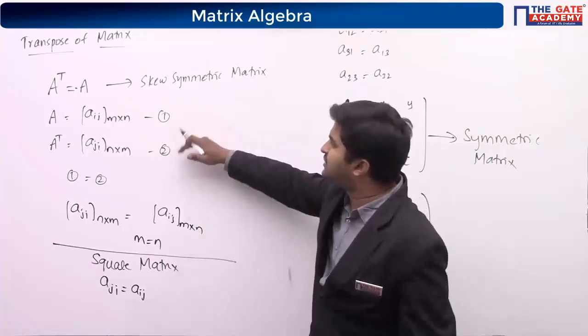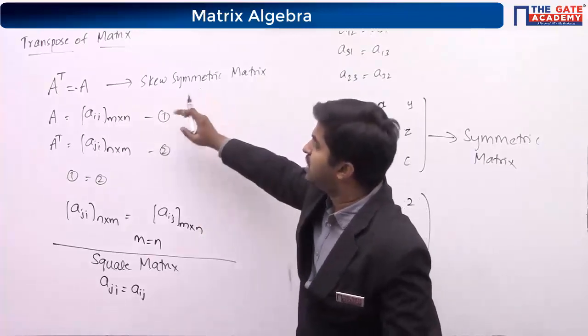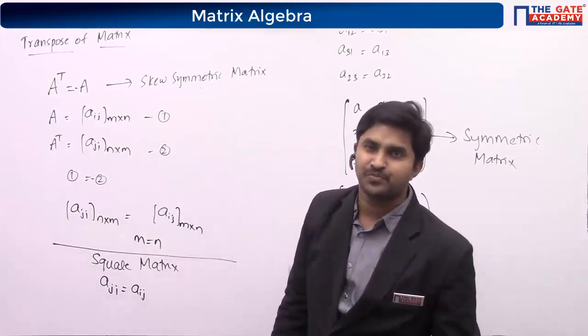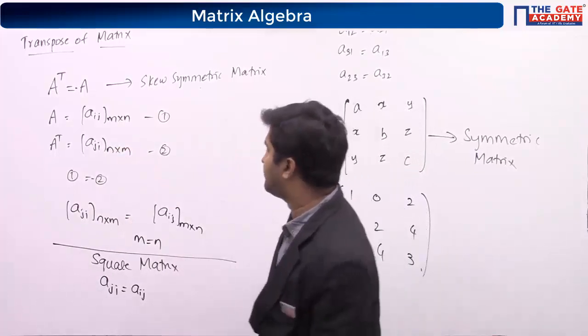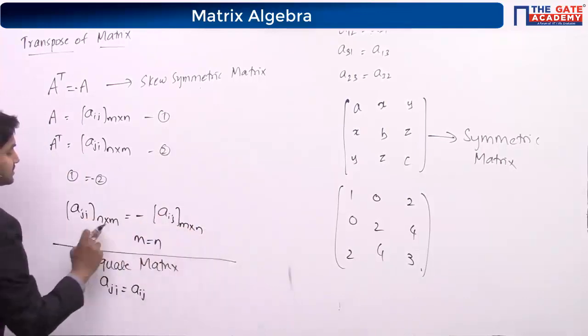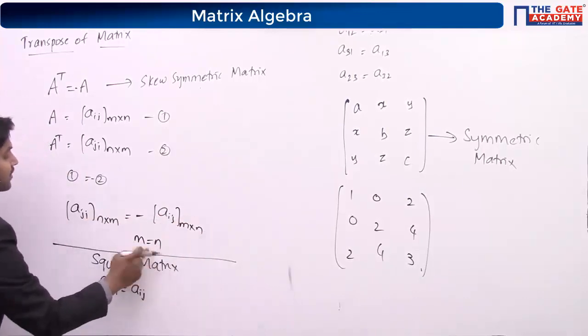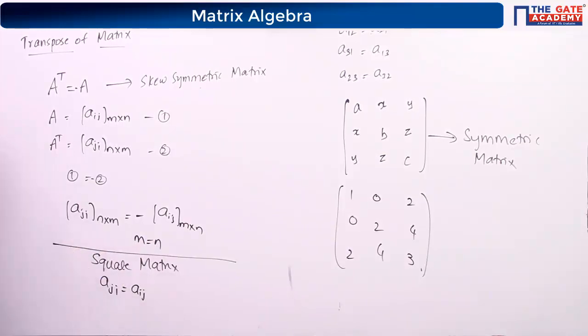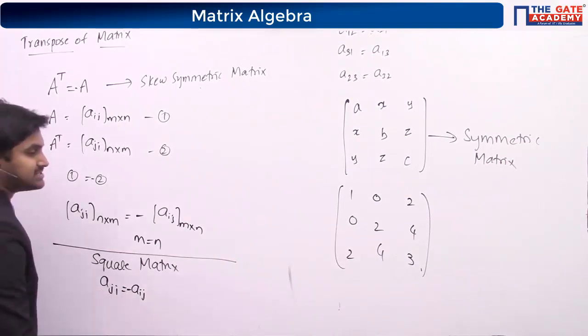So again, if I take these two matrices as 1 and 2, and I'm equating them, then the value of 1 should be equal to minus 2. It means that there is a minus sign which comes here, but still we are equating two matrices. It means that here also the value of m should be equal to n. Again, it should be a square matrix. The only difference is that Aji will be equal to minus Aij.